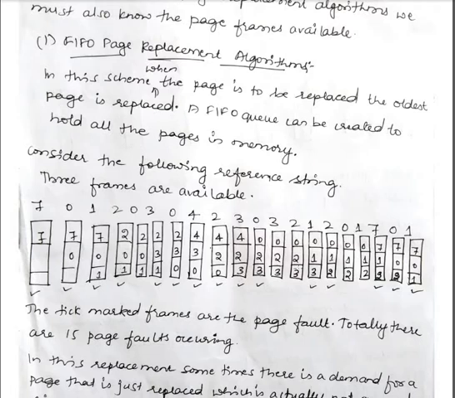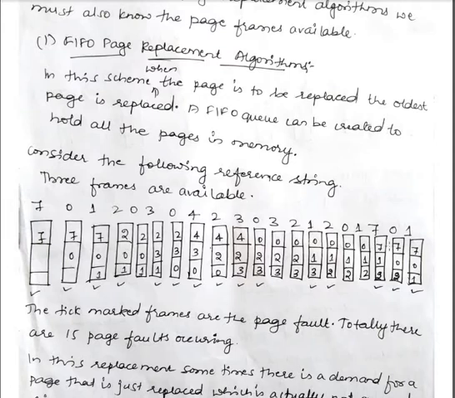So like this I am going on replacing here, and those frames for which I have put a tick mark here are the page faults. See here, this is not a page fault because 0 was already present in the frame and there is no need of doing a page replacement. So it is not a page fault here. Only those frames for which I have put a tick mark are the page faults. So how many page faults? There are totally 15 page faults for this FIFO replacement algorithm.